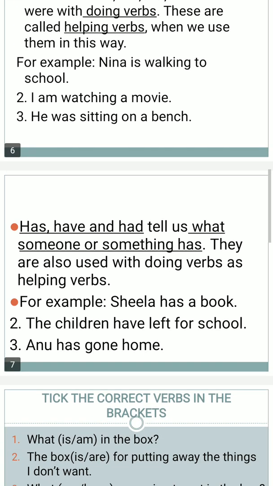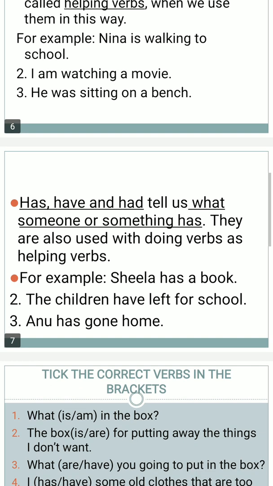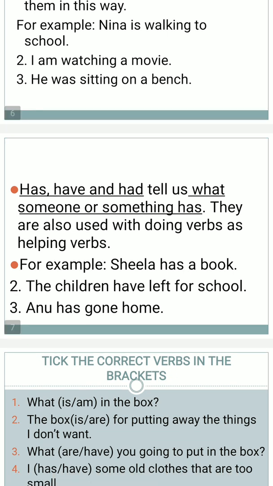Next, has, have, and had. They tell us what someone or something has, meaning possession. They tell us like I am having a book, I have a book, I have long hair, she has a beautiful pencil. All these things represent that we have something with us, so they are represented by has and have.